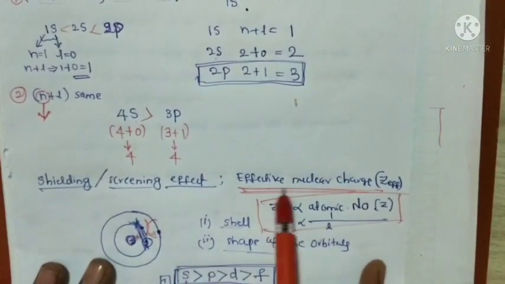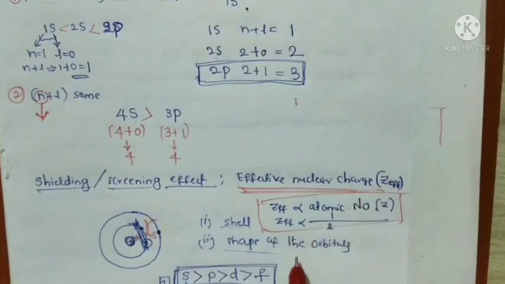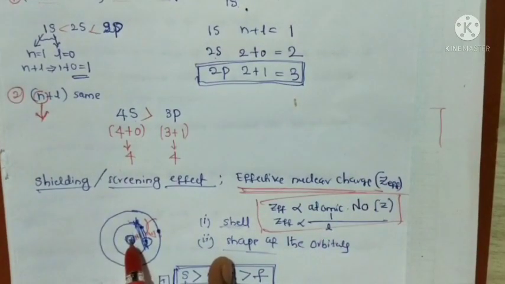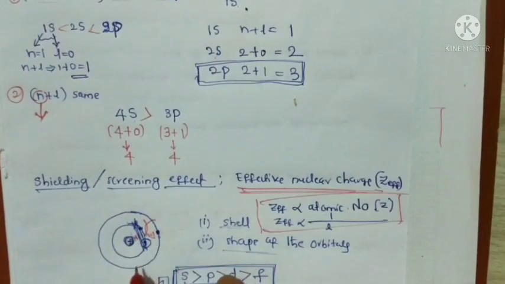Next, effective nuclear charge. That means the net positive charge experienced by the outer electron is called effective nuclear charge. Effective nuclear charge is directly proportional to atomic number and inversely proportional to azimuthal quantum number.